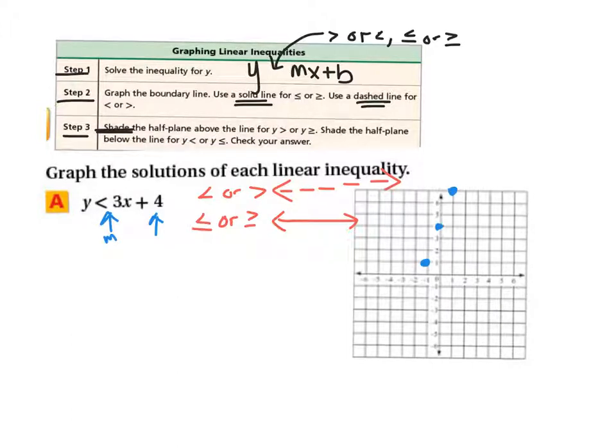Now I need to decide before I just make my line. It's kind of automatic to just do that, so we have to avoid that. We want a dotted line in this case.